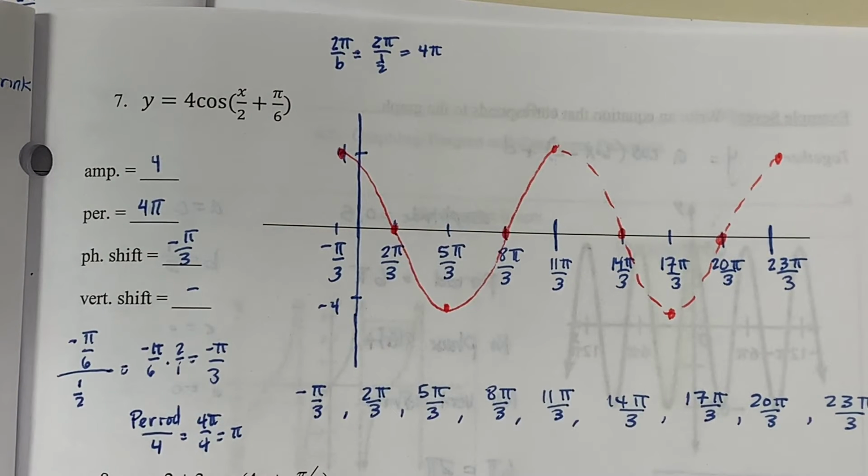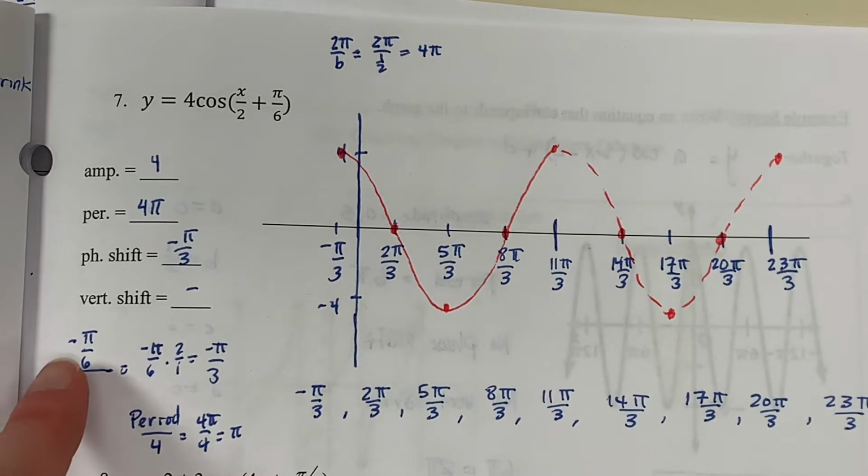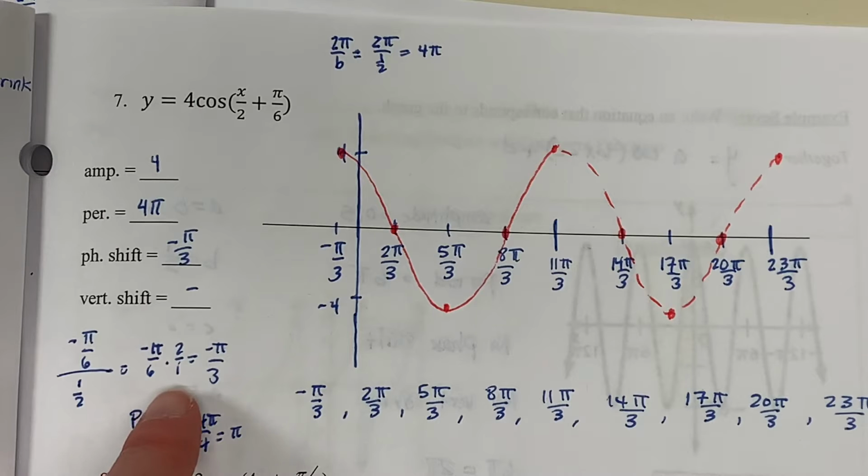My phase shift can be found by taking the opposite of c divided by b. My c value is a positive 6, so the opposite of that is negative 6, divided by my b value of 1/2. So I take negative pi over 6 times the reciprocal, 2 over 1, and we get negative pi divided by 3. There's not yet a vertical shift.